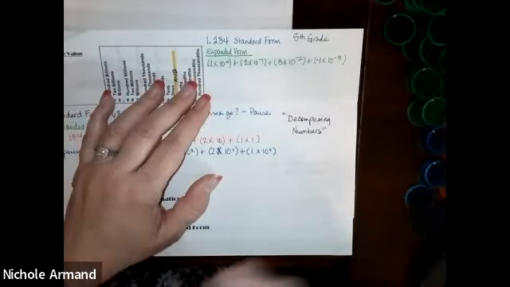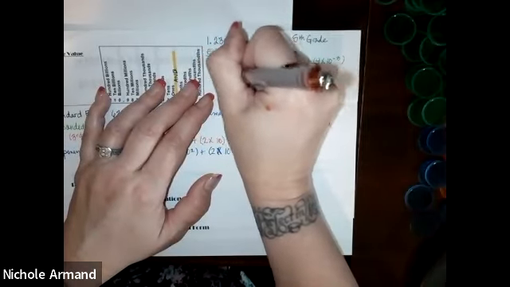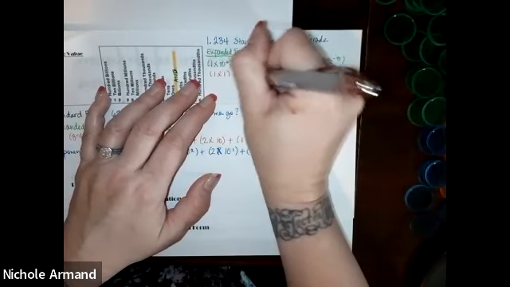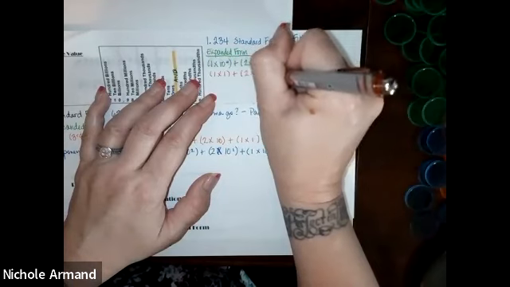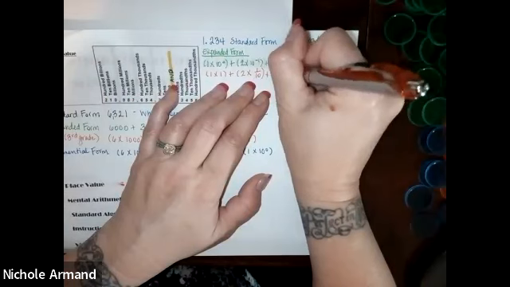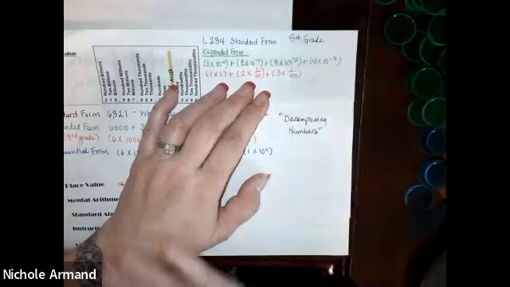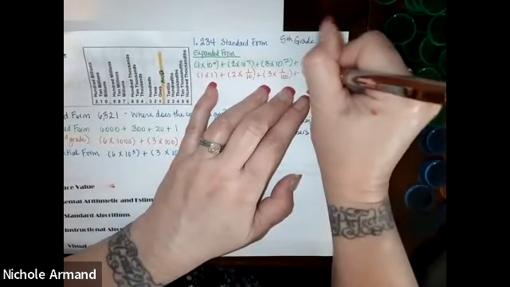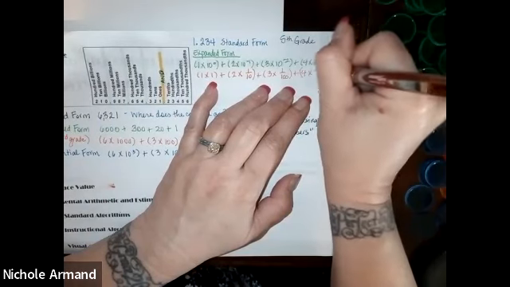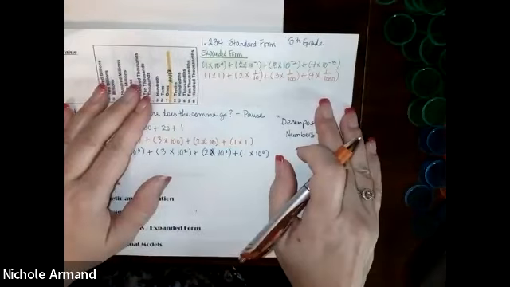Instead of using negative exponents, we can write 1 times 1 plus 2 times 1/10 plus 3 times 1/100 plus 4 times 1/1000.